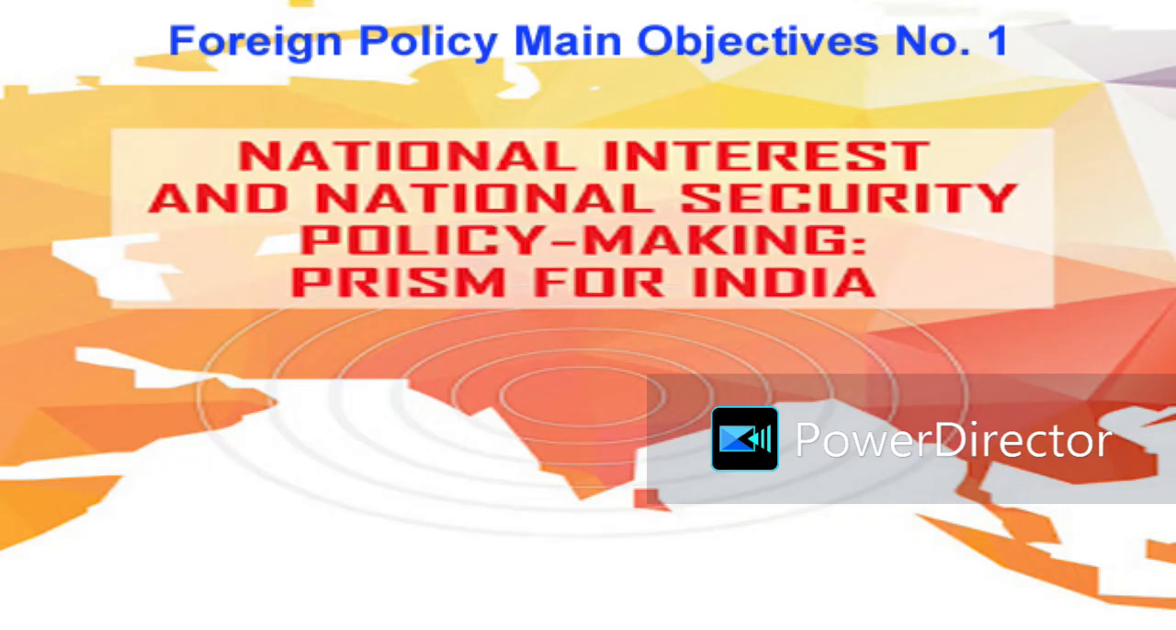India's foreign policy main objectives. Number 1. Secure national interests and ensure inclusive development. The first and foremost objective of India's foreign policy, like that of any other country, is to secure its national interests. The scope of national interests, in our case, includes mainly 12 points.